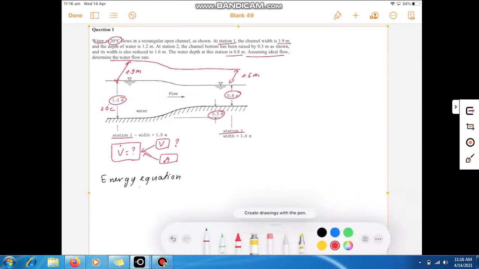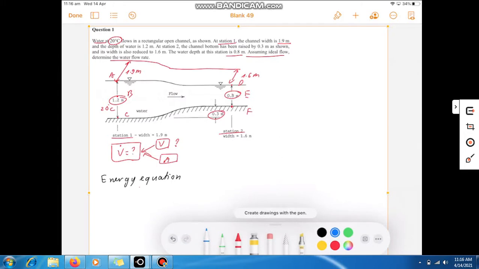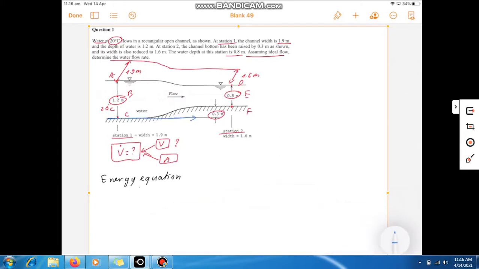For example, I call the point on the water surface point A, the middle point B, and point C at the bottom for station 1. Point D is the water surface, point E the middle, and point F the bottom for station 2. So we have to choose 2 points out of 6. In the energy equation, we have pressure, velocity, and Z. About Z, that's easy. If we choose Z as 0 at the bottom of station 1, it is easy to find Z at A, B, C, D, E, F. For example, ZA would be 1.2, ZB 0.6, and ZC 0.